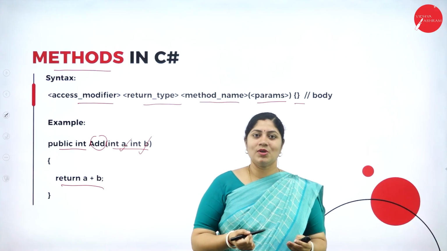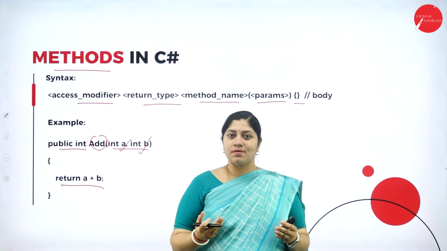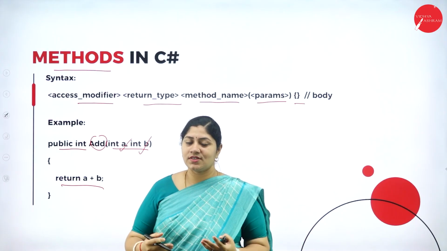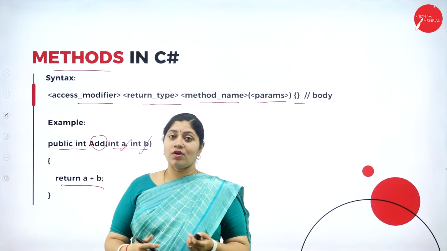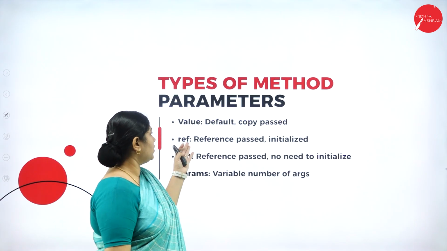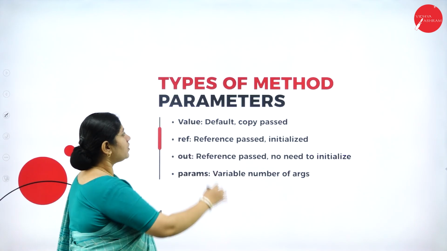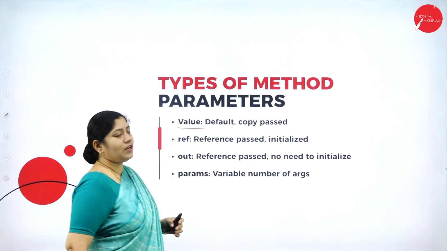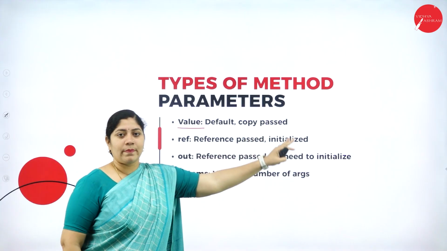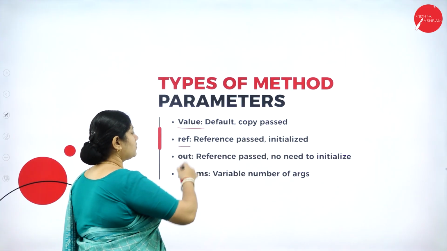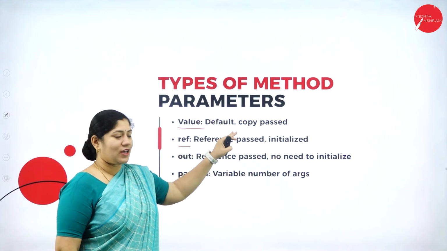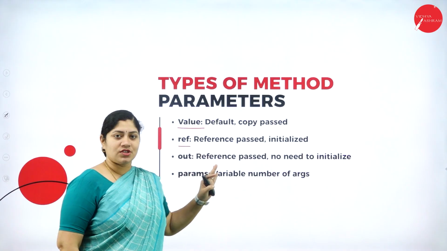Now, as we understood, whenever we consider a method, a parameter will be defined inside it. Correct, right? So up next, if this is the case, let's understand what are the different types of parameters that can be utilized by these methods. So over here, we can see types of method parameters. We can go with a value, that's the default, or a copy, then a reference, which means it has to pass some reference value and it has to be initialized.